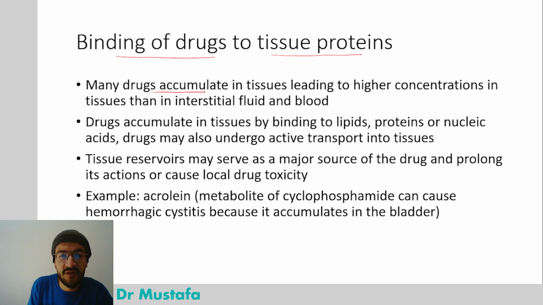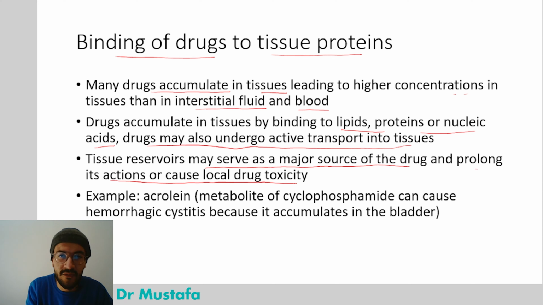Many drugs accumulate in tissues, leading to higher concentration in tissues than in interstitial fluid and the blood. The drug accumulates in tissues by binding to lipids, proteins, or nucleic acids that are available in the tissues. The drug may also undergo active transport into the tissues. The tissue reservoirs may serve as a major source of the drug and prolong its action or cause local drug toxicity. The same with the plasma proteins.